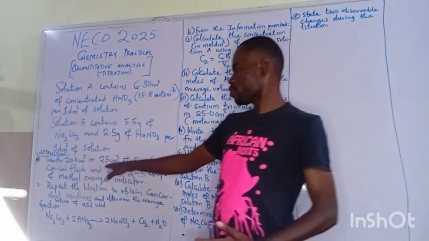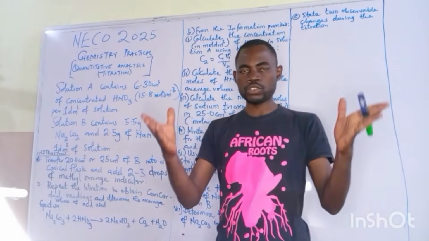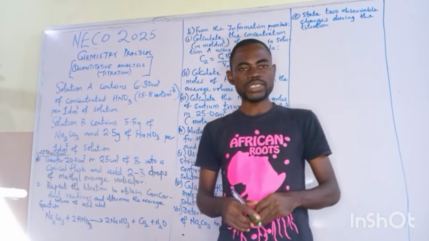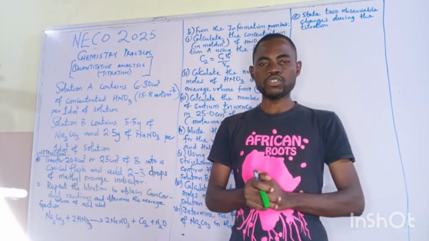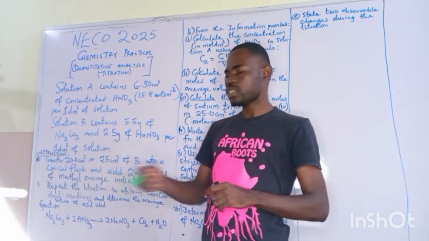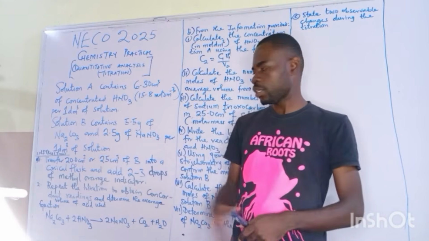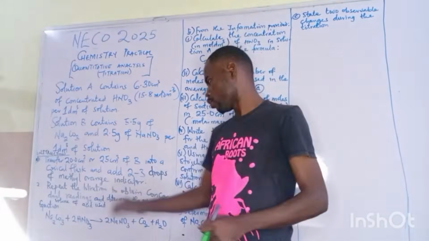Now, this one will be done through our experiment. We know that our pipette will be used. In your environment, it depends on you. If you have a 20 cm³ pipette, we use a 20 cm³ pipette. If you have 25, you use a 25 cm³ pipette. Whatever you have, you will use. You will use that pipette to transfer your solution B, that is your base, to the conical flask, and you drop your methyl orange, that is the indicator.